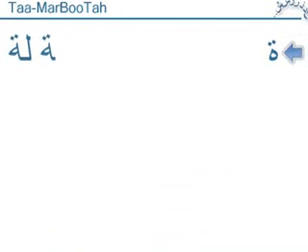The ta marbuta again has the shape of the ha with the 2 dots of the normal ta in the alphabet, and over on the left we have it in joined up format. Normally the first one here is written when it's joined to the end of a word, so we have lam and then ta marbuta.